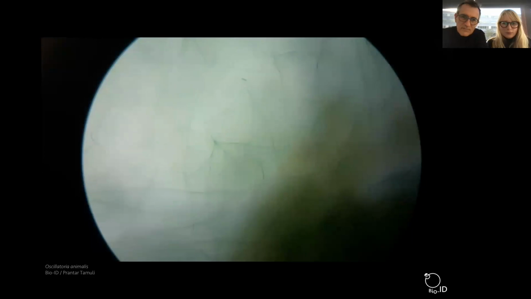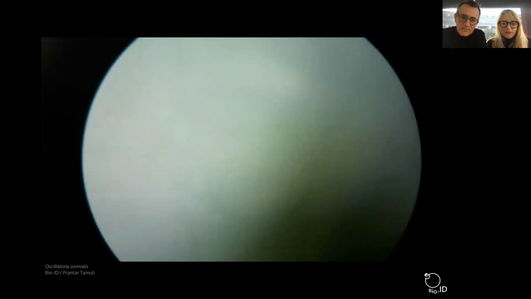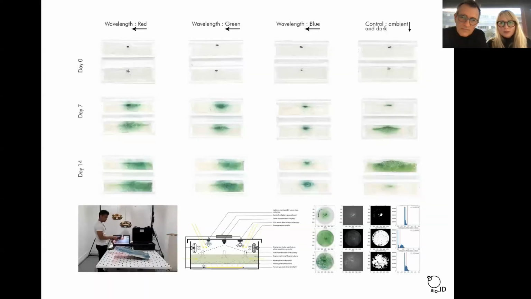Another former MSc student is Prantar Tumuli, and during his 2 years, he became absolutely fascinated by a filamentous cyanobacteria or prokaryotic alga called Oscillatoria animalis. And much like the story of the desert crusts, he was interested in how filamentous organisms can bind particles together. And so he continued his work and became more and more interested in the impact of light. And this also gives you a bit of a flavor of just some of the scientific research. Prantar trained originally as an architect and now has fully embraced the sciences.